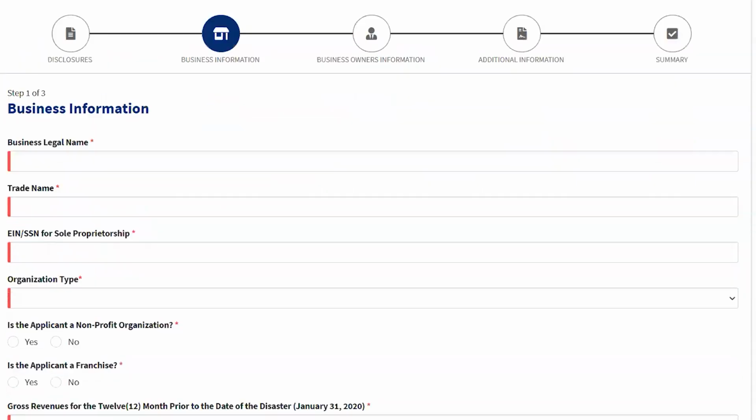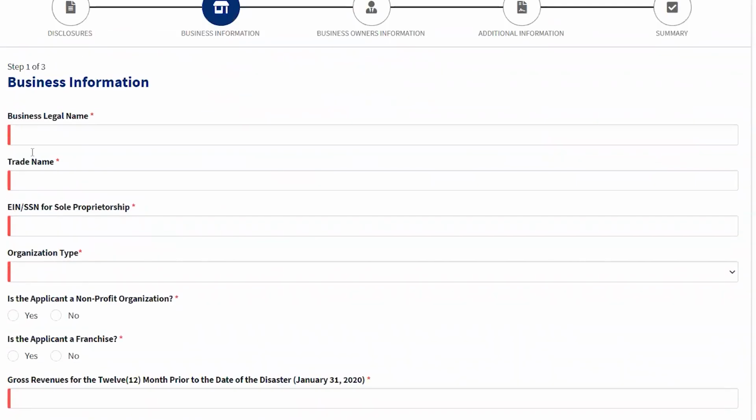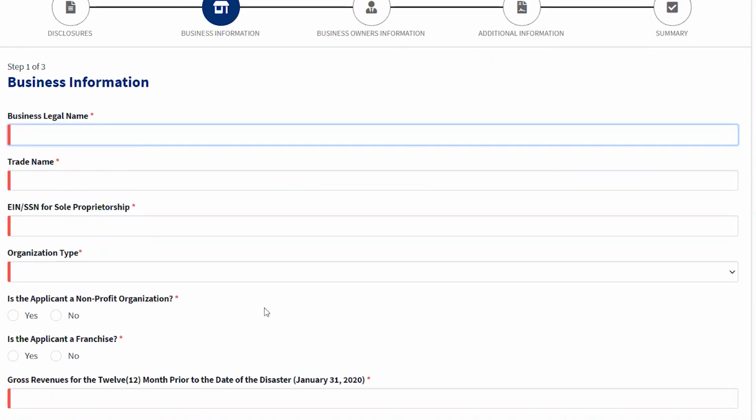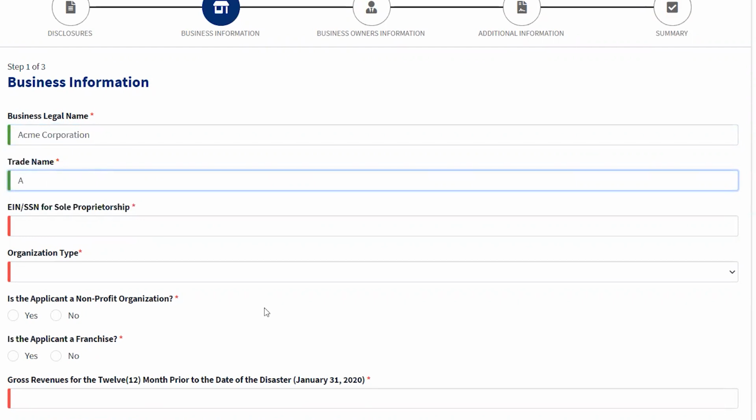This is where you're gonna go and fill out your business information. All the ones with the red marking on the left are required, so you need to fill those out. So I'm gonna go and put my business name. I'm just gonna make up a business name just for the sake of demonstration. So I'm gonna be Acme Corporation, and my trade name is gonna be Acme Merchandise.